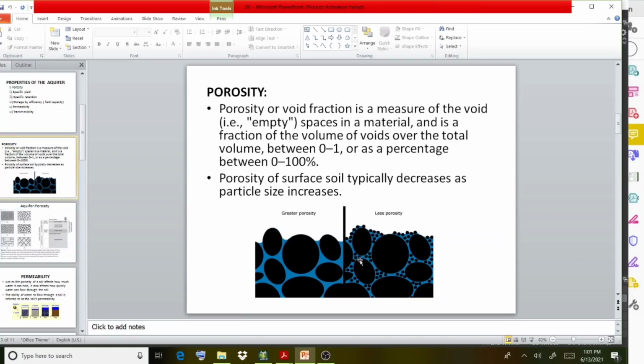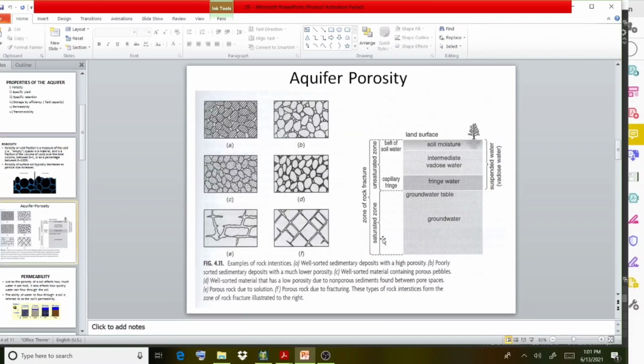As the particle sizes increase, in the first diagram you can observe the porosity value is much higher. In the second case the value decreases, since the particle sizes also increase in the second case. These six diagrams show how the porosity varies under different conditions.